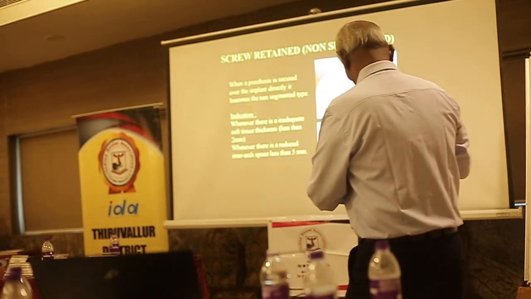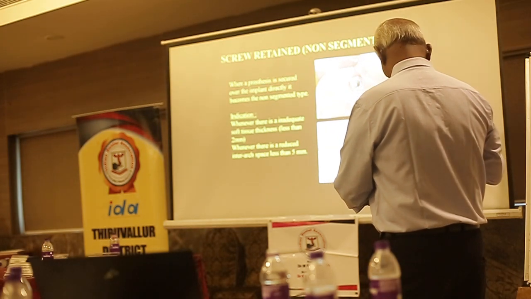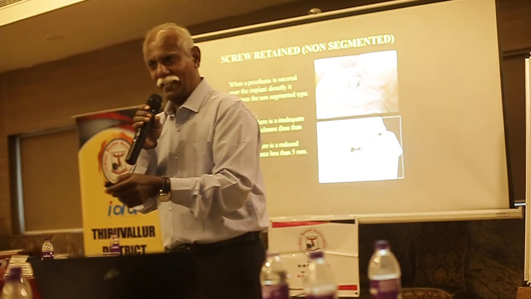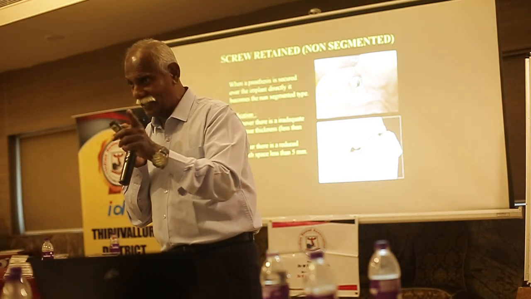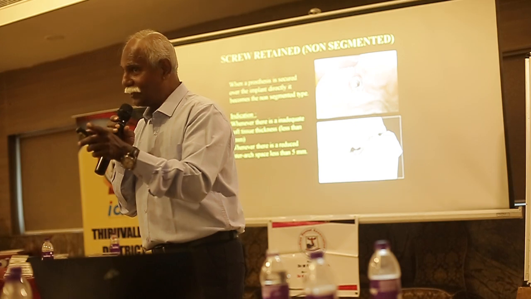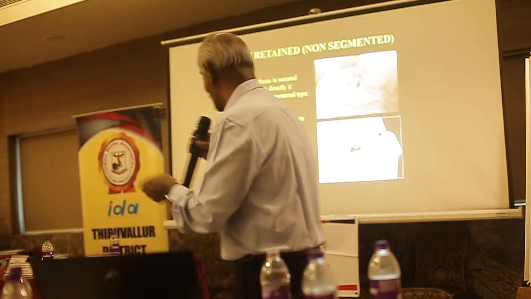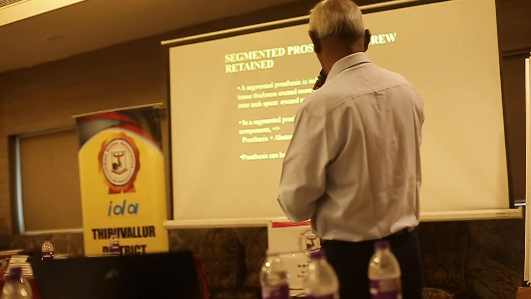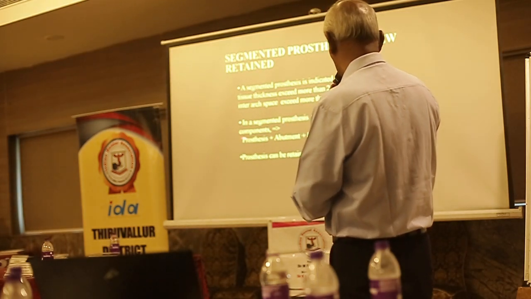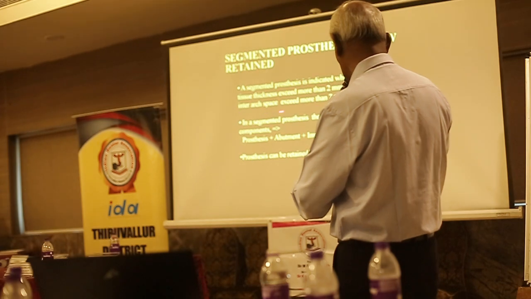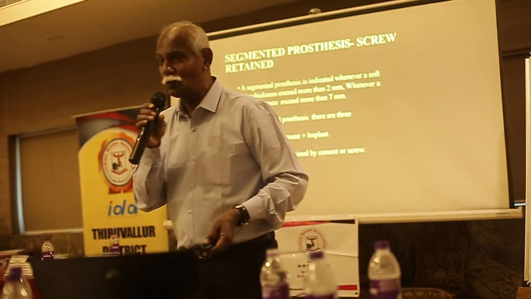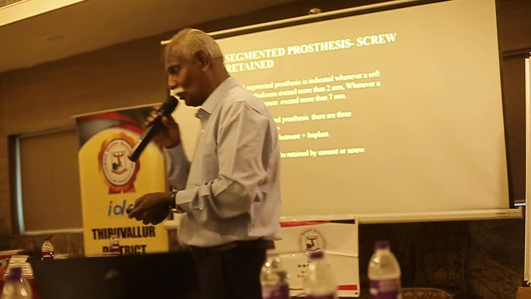So the reduced inter-arch space. Again, we go for a non-segmental prosthesis. Is that clear? Minimal soft tissue thickness and reduced inter-arch space, we needed to go for a non-segmental prosthesis. Segmental prosthesis is indicated whenever soft tissue thickness exceeds more than 2 millimeter, whenever the inter-arch space exceeds more than 7 millimeters. By doing so, we are bringing down the crown-root ratio. We are minimizing the crown-root ratio.